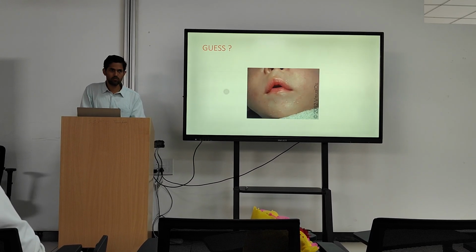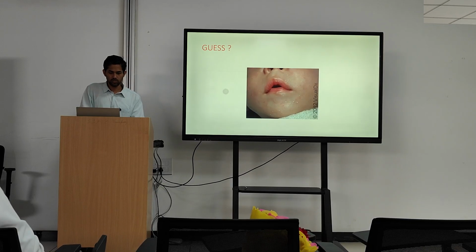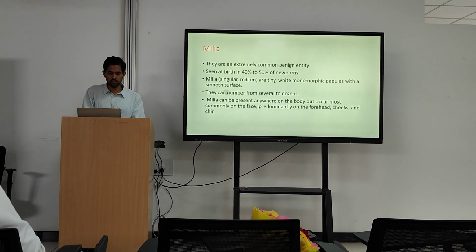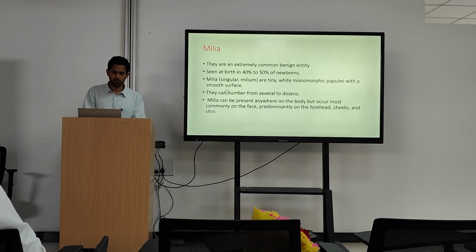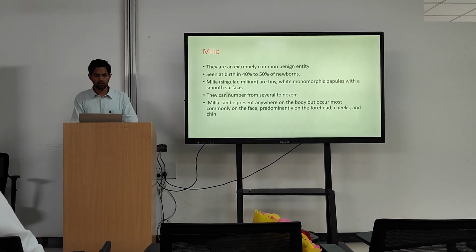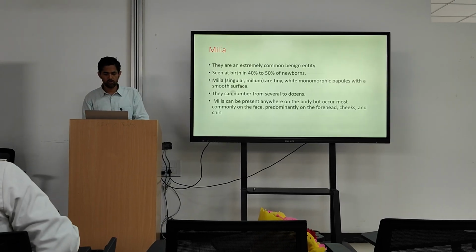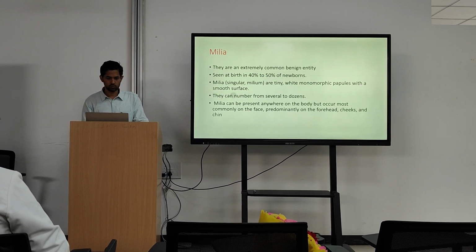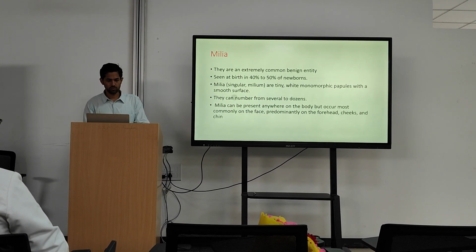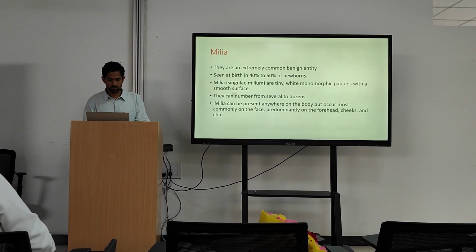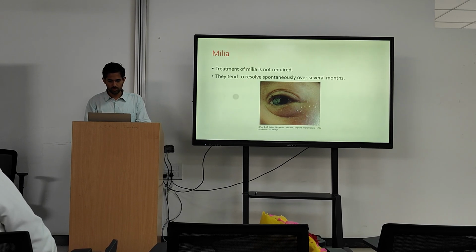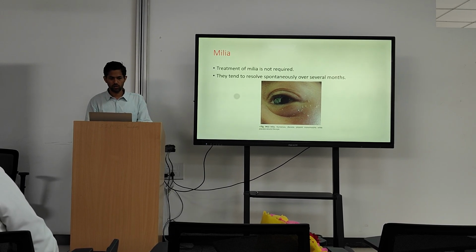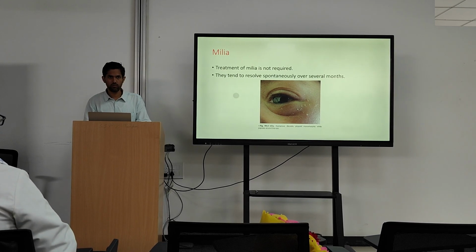What is this? So this is milia, white, shiny. They are an extremely common benign entity seen at birth in 40 to 50% of newborns. These are tiny white monomorphic papules with a smooth surface. They can number from several to dozens. Milia can present anywhere on the body, but occur most commonly on the face, predominantly on the forehead, cheeks and chin. Treatment of milia is not required. They tend to resolve spontaneously over several months.